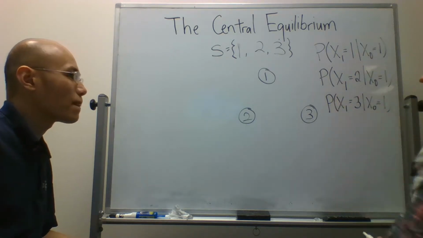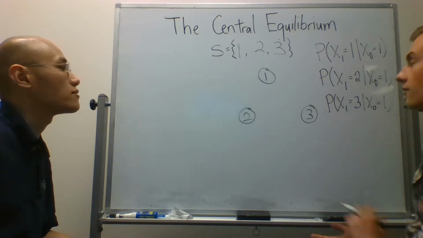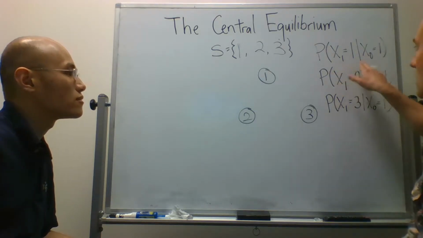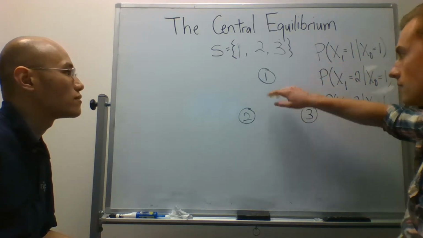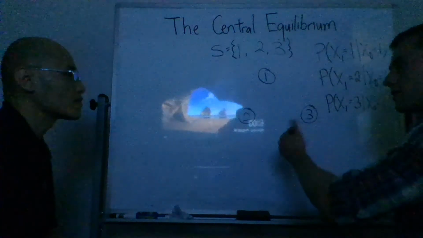Now, not all of these need to be actual positive values. Some of them could be 0. You could have the case where we say, you know what, if it's at 1, it doesn't go back to 1.